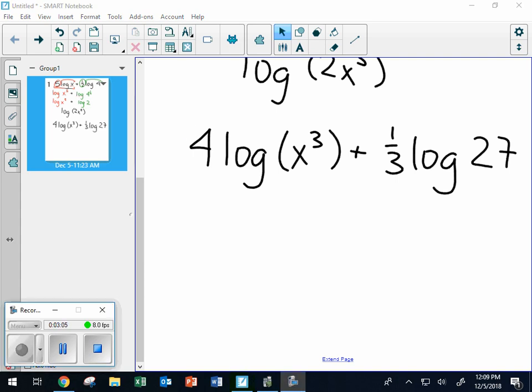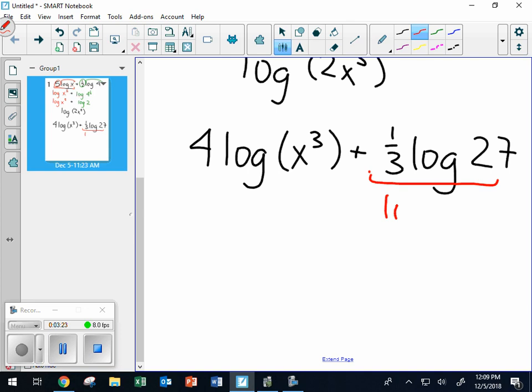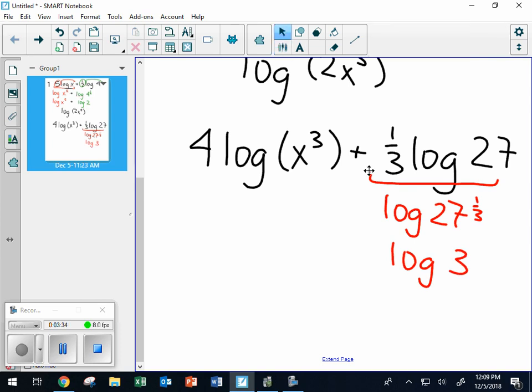Okay, we've had a little bit of time now. So I would like row 5, person 1. Can you start simplifying one of these terms? On the right, 27. So we have log of 27 to the 1/3 power, which we said is the same thing as the log of 3.